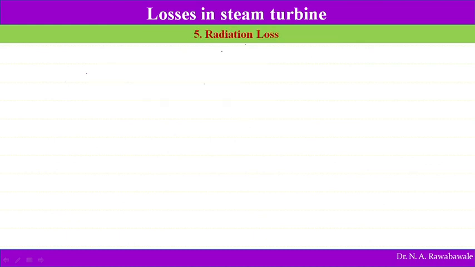Then the fifth one is radiation losses. Heat is lost as the steam passes through this turbine, which is at very high temperature, so it is certain that losses by radiation happen. Heat is lost due to radiation to the surroundings as its temperature is higher than atmospheric temperature. Usually the turbines are well insulated to reduce this loss, so even though this loss occurs, it is very negligible. So loss due to radiation is negligible.